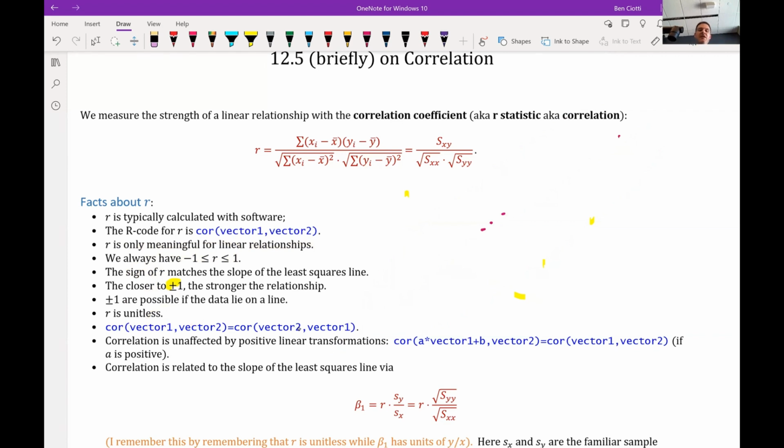You can even linearly transform one of the vectors, and that won't affect the correlation. So if I scale one of my data sets by a constant and add a constant, the correlation is unaffected, at least if the scalar is positive.